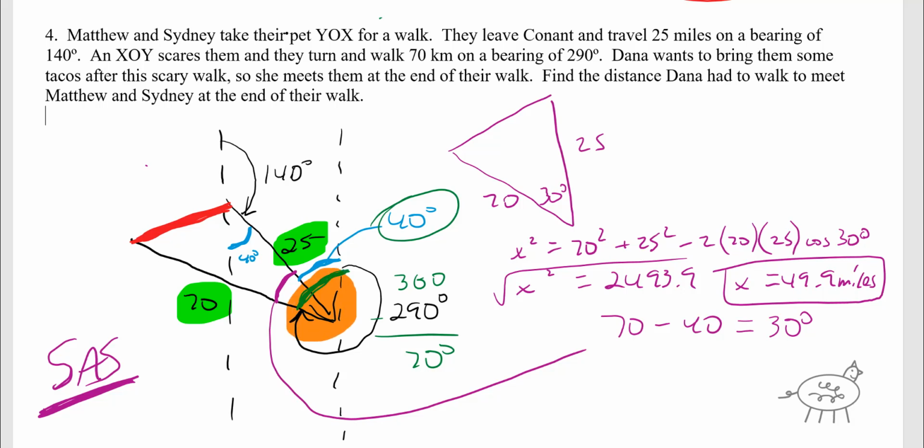Okay, so that's it. That is 4 examples. You're going to see these 4 examples on the quiz and test and on the final exam. So make sure you know what you're doing, all right?